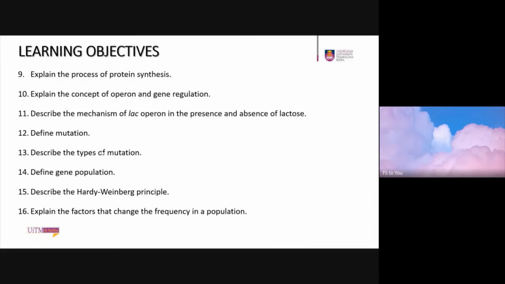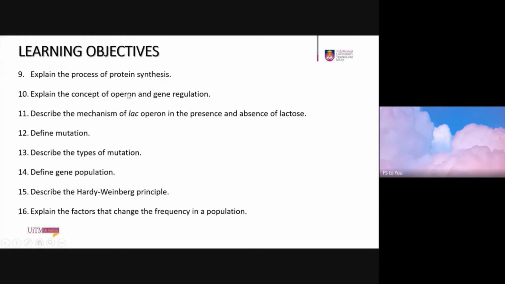So protein synthesis, as I said, it involves 2 processes, which is transcription and also translation. Okay, transcription and translation. Transcript copies the information from DNA into smaller molecules, which is mRNA, and then mRNA can exit the nucleus and enters into the cytoplasm to synthesize the protein through the process of translation. Dia merangkumi 2 proses, transcription and also translation. And then number 10, explain the concept of operon and gene regulation.